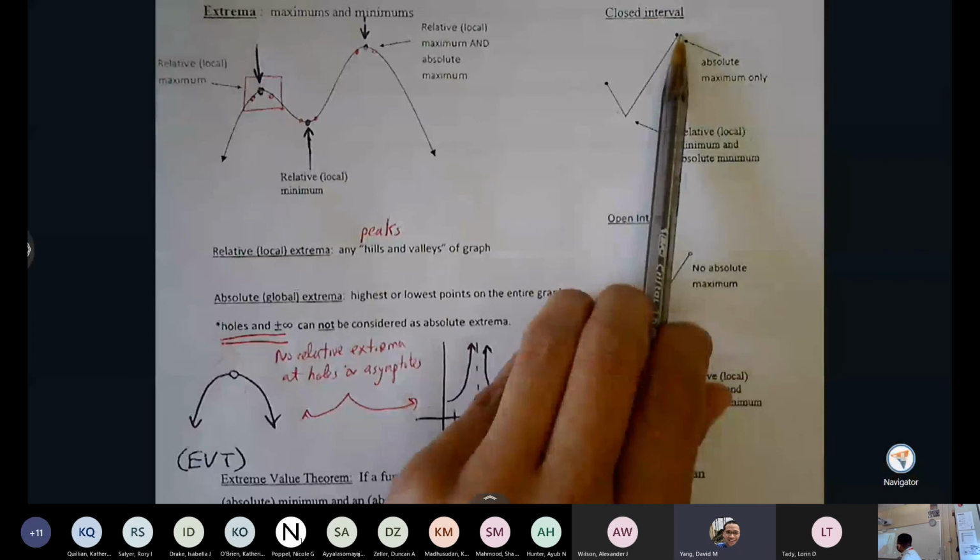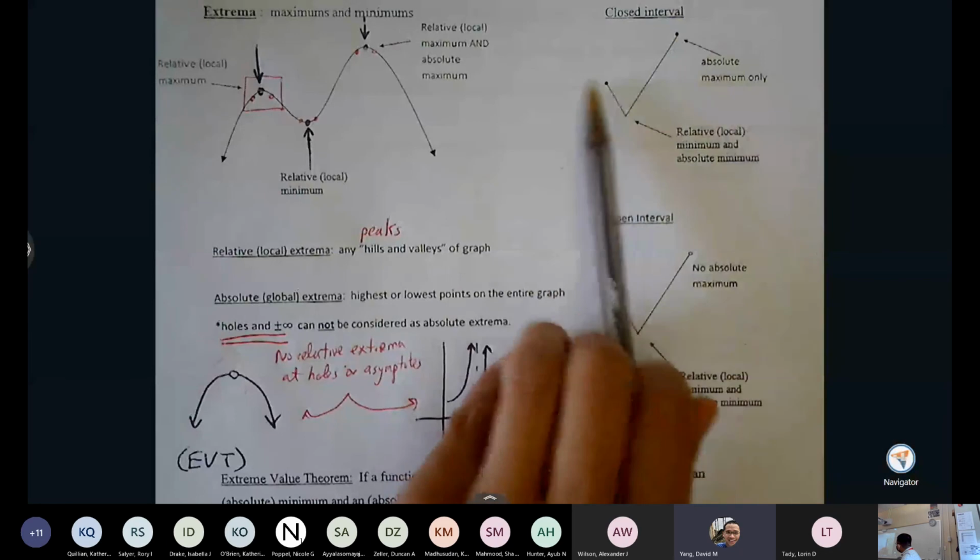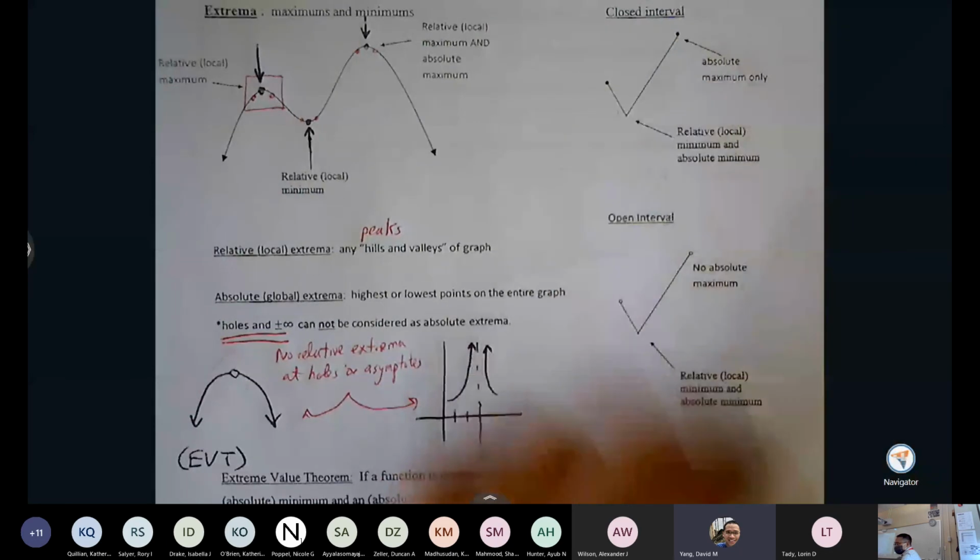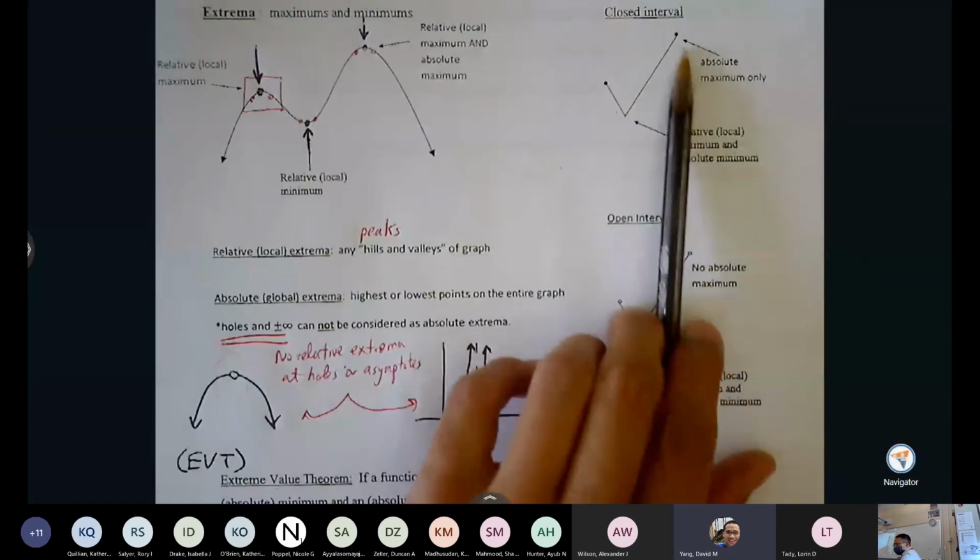Now this point is the absolute maximum because it's the highest point over the entirety of the graph. But we don't call this a relative max because this is not the hill of a graph. There's nothing to compare it to. I need this point to be higher than a point to the left and to the right. There's nothing for me to compare it to on the right. So this is not a relative max or relative min.